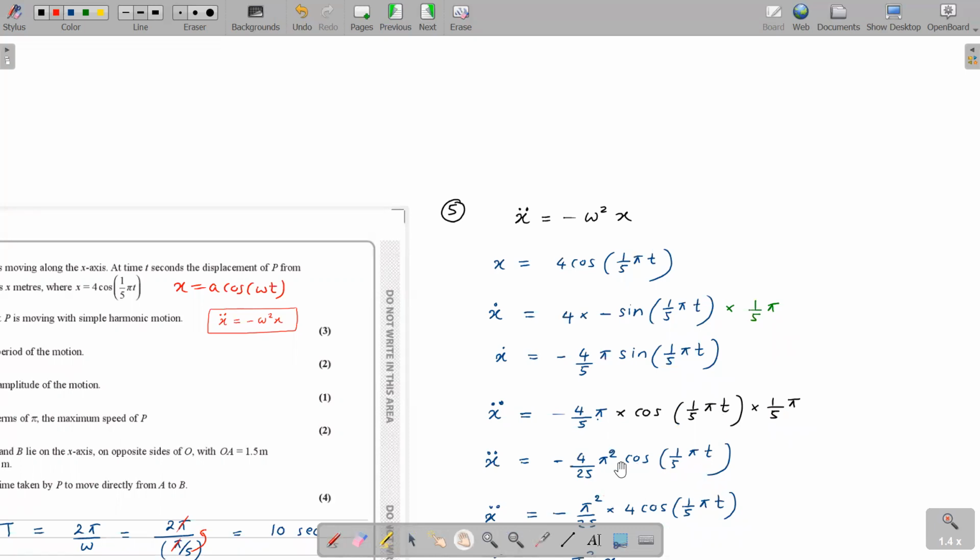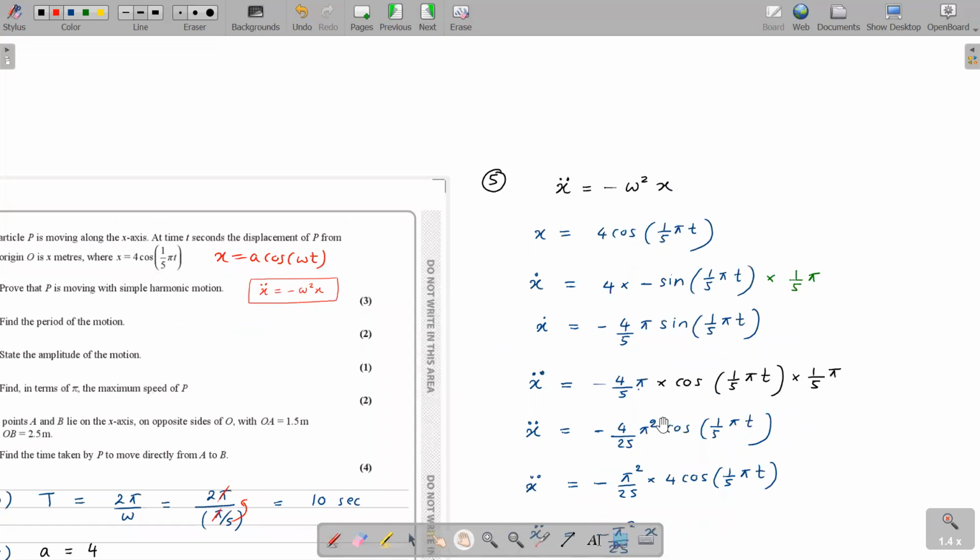Okay, guys, so I get x double dot in this format, but that's not the format I want, right? Because I want to get it in this particular format. I need to show x double dot is minus omega square times x. There should be an x in here. Omega is a constant, right? I need to somehow input an x back into the question.